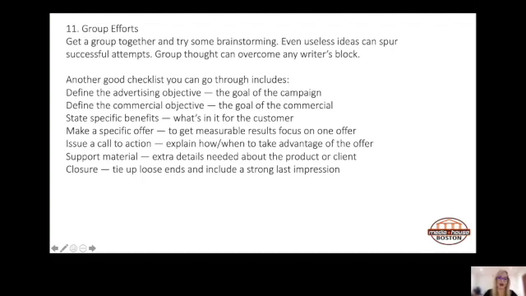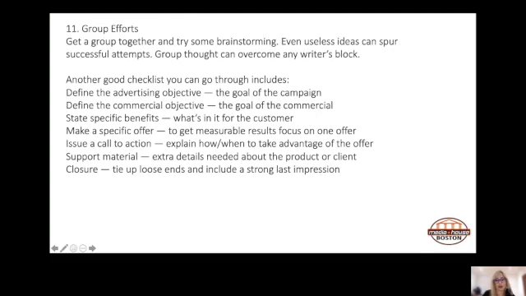Okay, so if you have a couple of reactors together with your generator, together with your initial concept, you can only come up with greater content. So even useless ideas can spur successful attempts. It doesn't matter what it is. When it comes to brainstorming, there's no such thing as something that's wrong, because every idea could lead to a different idea. Group thought can overcome any writer's block.